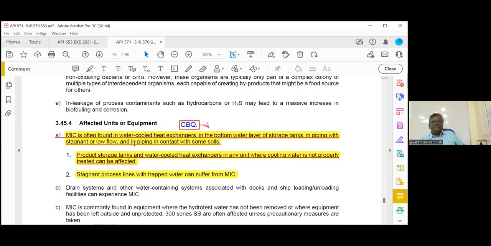Affected units: MIC is often found in water-cooled heat exchangers, in the bottom water layer of storage tanks, in piping with stagnant or low flow, and in piping in contact with soils. Product storage tanks and water-cooled heat exchangers in any unit where cooling water is not properly treated can be affected.